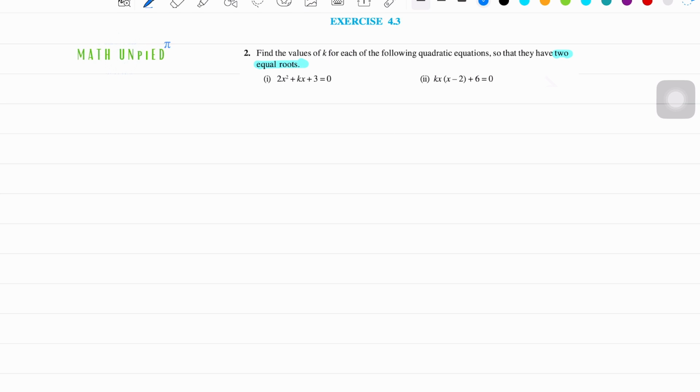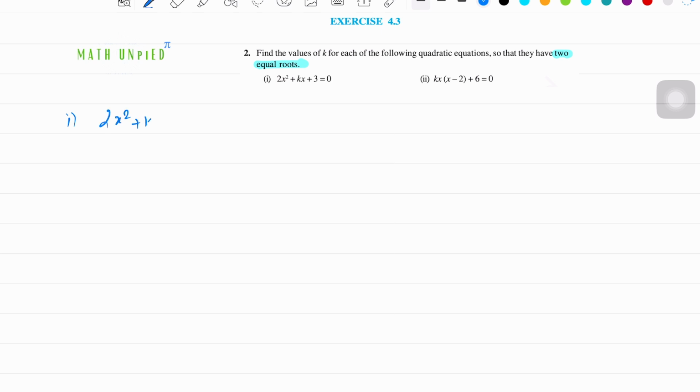Now let's move on to the second problem. Find the values of k for each of the following quadratic equations so that they have two equal roots. And we know the condition for two equal roots. For two equal roots, the value of discriminant D is equal to 0. So we have to find the value of D first and equate it to 0 to find the value of k. So let's start with the first one.